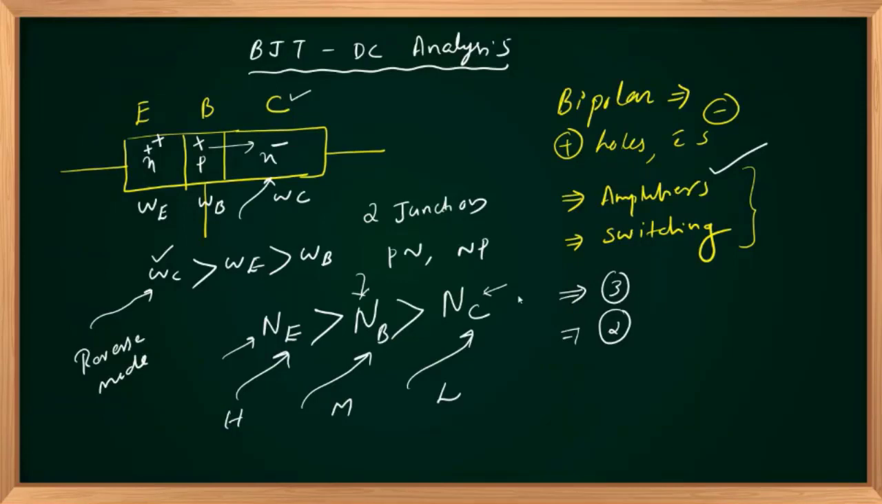Right? And the doping concentration at emitter region will decide the current gain of the transistor, namely beta. Doping concentration at emitter is more because to improve the current gain.